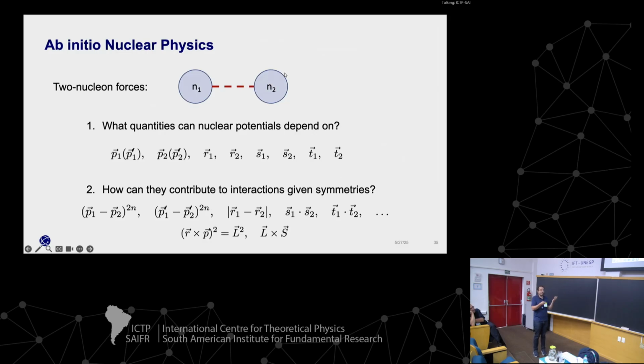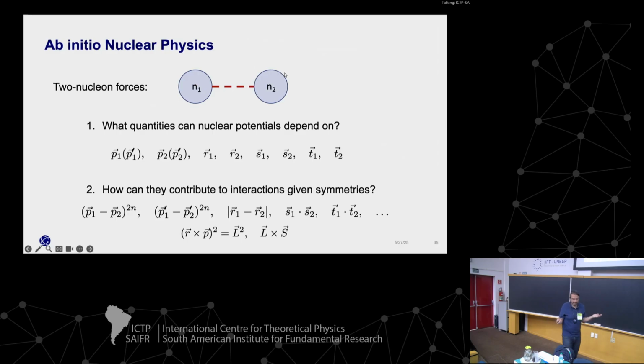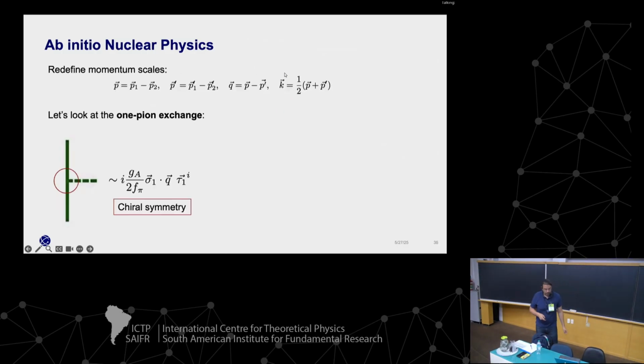So it has to be a scalar in spin, a number in spin, and so it can only depend on this scalar product. The same is true for isospin. And then you have these very fancy combinations like spin orbit and angular momentum squared and whatever. But these combinations all come from the underlying symmetries. So the symmetries dictate how we can put these pieces together to form nuclear interactions. And I wanted to give one example.